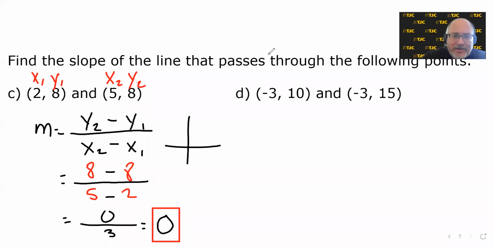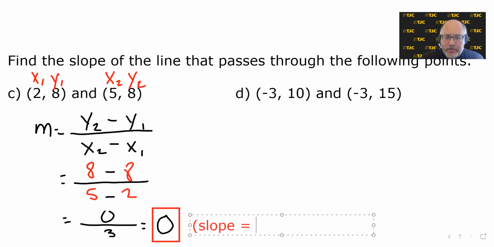(2, 8) is over 2, up 8. So we'll say it's right there. And (5, 8) is over 5, but also up 8. And if we connect those, we get a horizontal line. So keep that in mind. File that under things to know, that if the slope is 0, it means horizontal line.